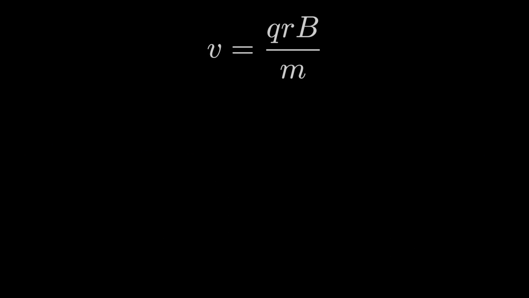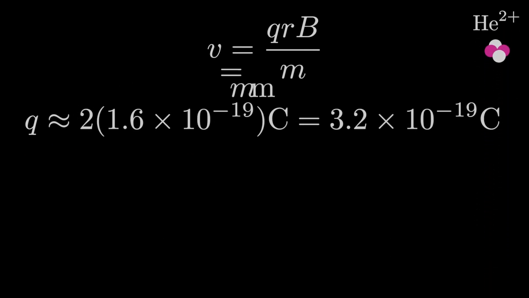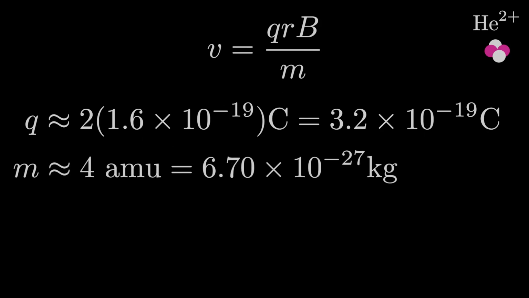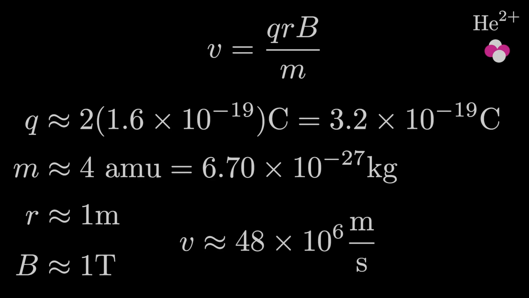To start, we'll make use of alpha particles, which are just helium nuclei, doubly charged and with a mass of 4 AMUs. For the radius of our cyclotron, why don't we just go with 1 meter? For one, it's easy to work with, but it's also pretty reasonable. It's definitely achievable in a lab setting. For the magnetic field strength, 1 Tesla is a pretty reasonable amount in a lab setting too. So plugging all this in, the final speed of our alpha particles comes out to be around 48 million meters per second, which is really fast, comparable to the speed of light actually.